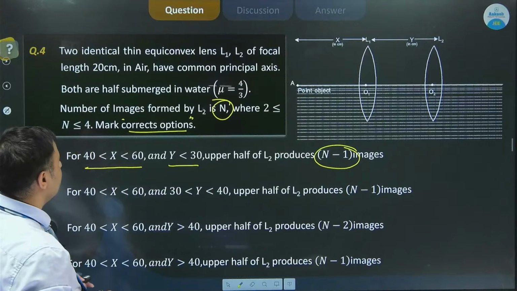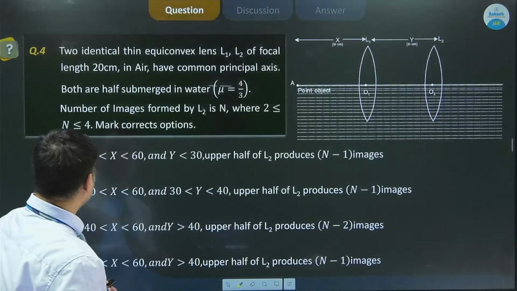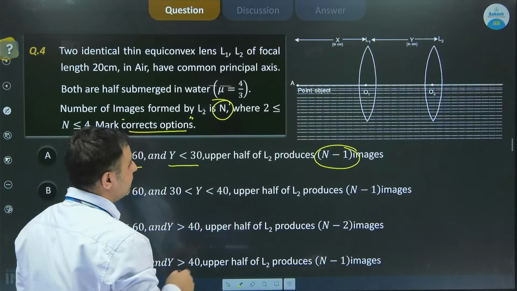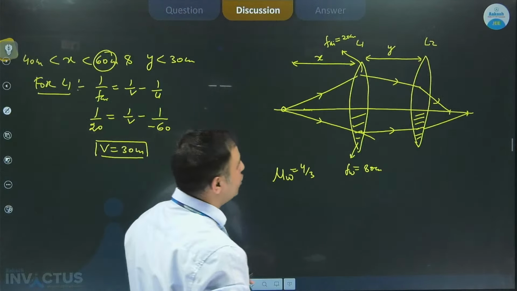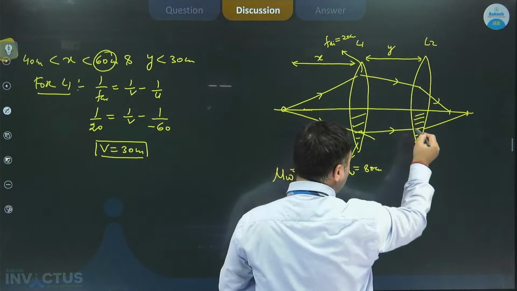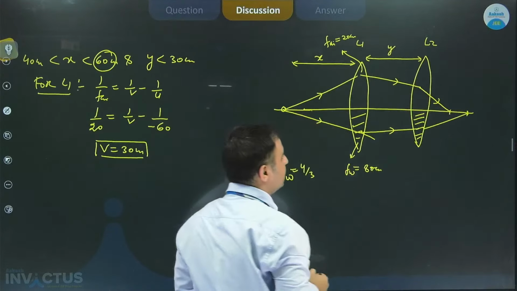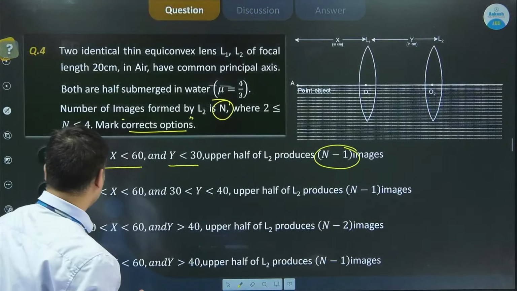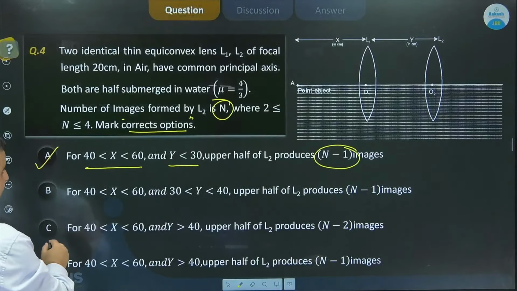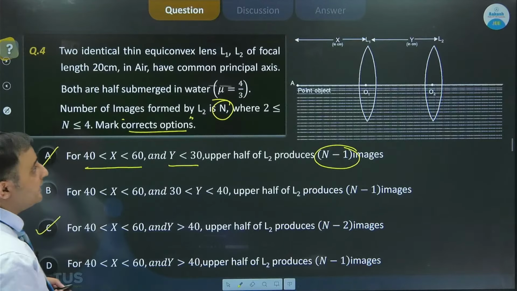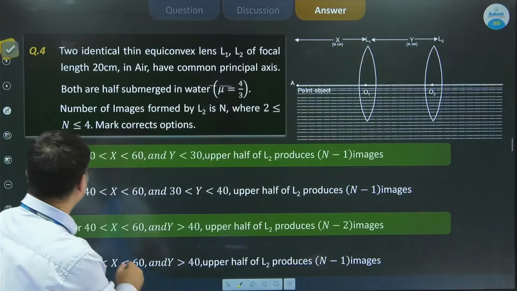So total number of images formed by L2 is represented by n, and question is saying upper half of L2 produce n minus 1 images. So in this case, the total number of images formed by L2 is 2, while the number of images formed by the upper half is only 1. So this statement is true. By the same argument, we can see this. Option C will also be correct. So A and C will be the correct answers. Let's see the answers, A and C.